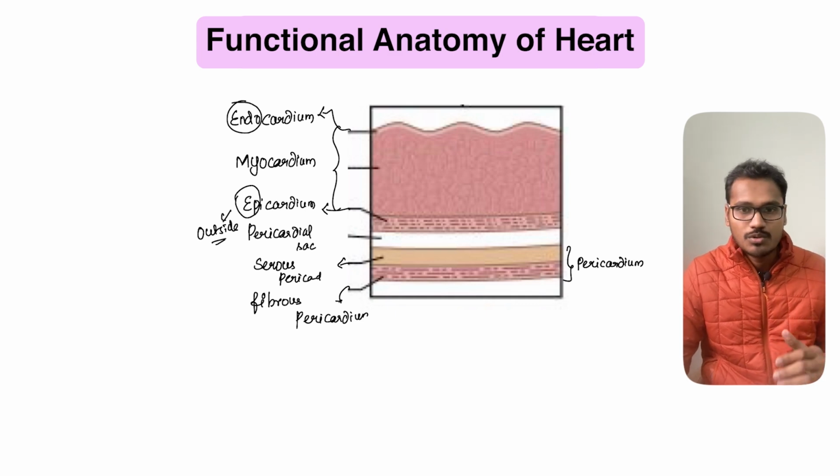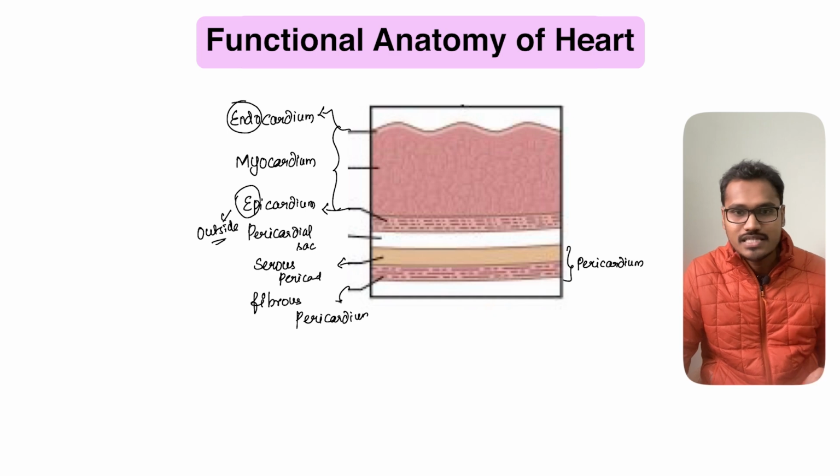So we should know about the various different layers also, and there can be inflammation happening in these layers also, and the corresponding name will be given, that is endocarditis, epicarditis, myocarditis, like that. Whenever there is an inflammation happening in these layers, it will be named.